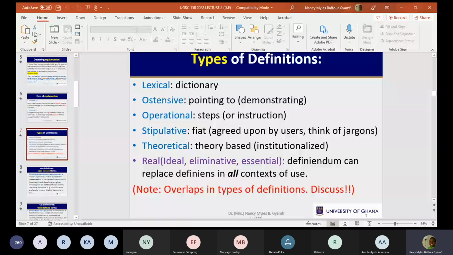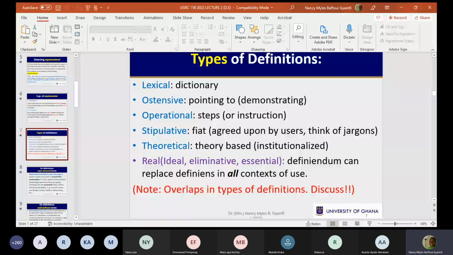Then there's the third one. So don't forget: lexical, ostensive, operational definition. The third one, operational, you give the steps to follow to get to that word, the steps that you follow to get to it. Let me use cake. If you ask someone, what is cake? Oh, cake is that pastry that you get when you mix flour, sugar, margarine, you stir continuously.